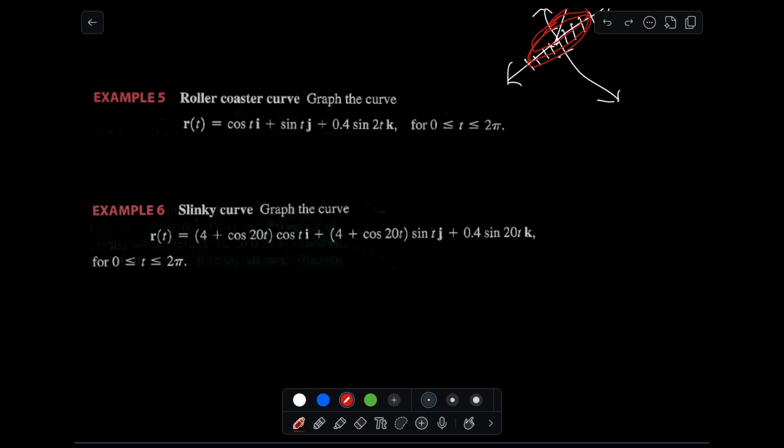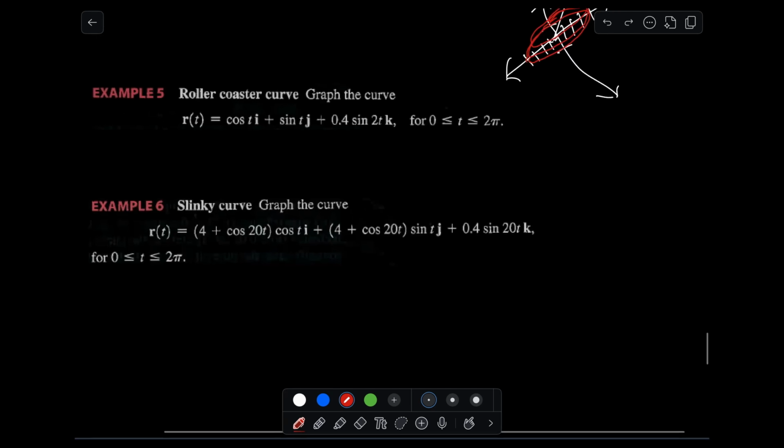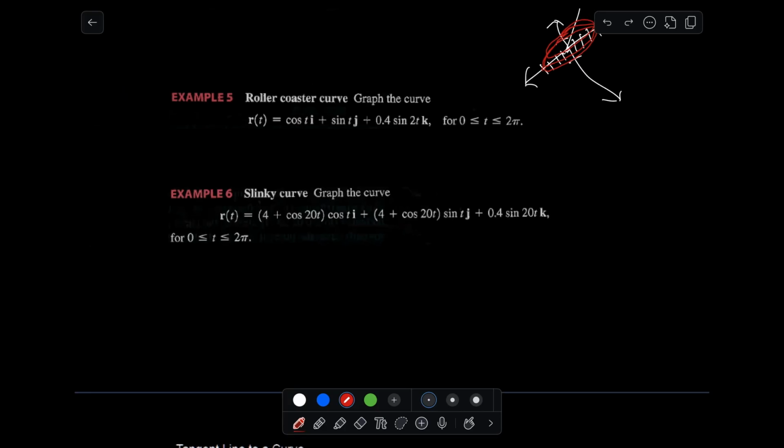Same thing for this roller coaster curve right here. It would give you the same thing, and then the slinky curve. I'm not going to graph those. Those are just some examples that you can pause the video and plug into Desmos and see what they look like, because they are really cool shapes that you can try.